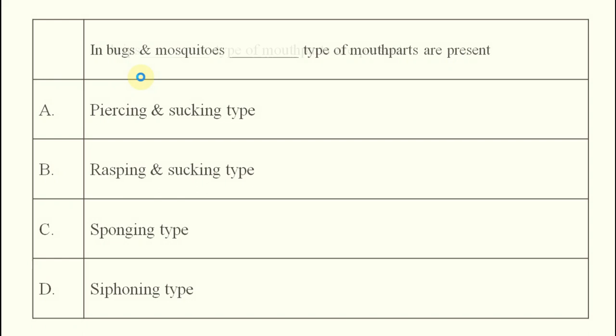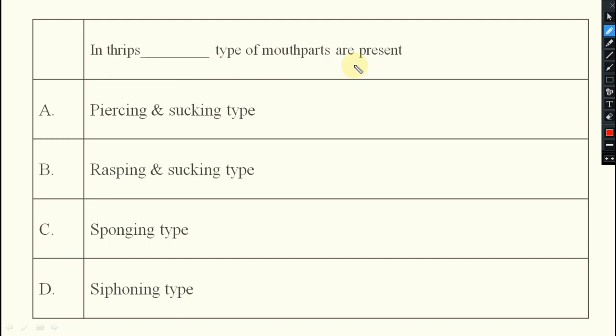Next you see, in thrips, dash type of mouth parts are present. In case of thrips, which type? Answer is option B, rasping and sucking type of mouth parts.